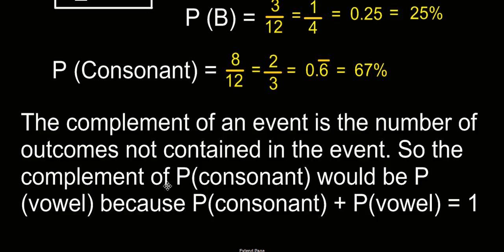Anytime that you have a complement, you can add the probability of the event plus the probability of that event not occurring, and you should get a probability of 1, which means 100% of the time it's either going to be that event or it's not going to be that event. And that's what a complement is. Let's try some.